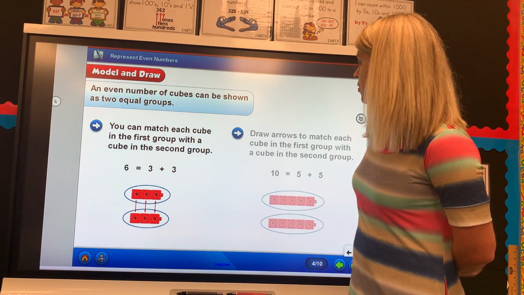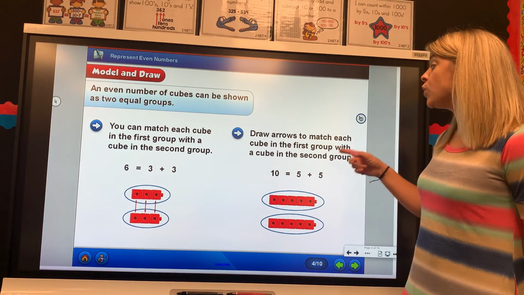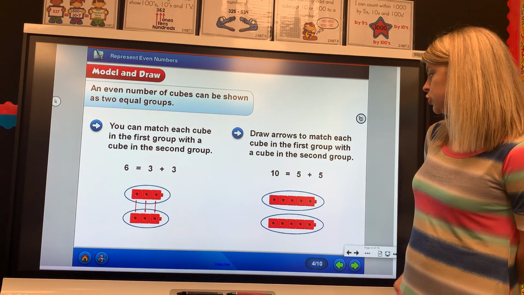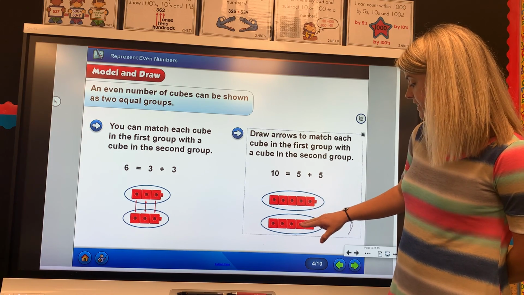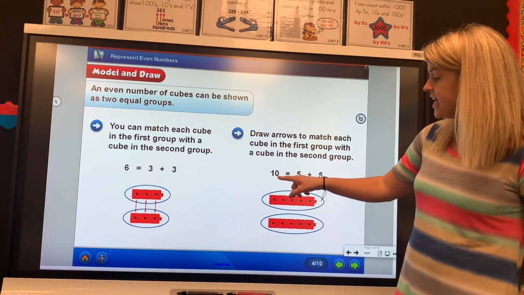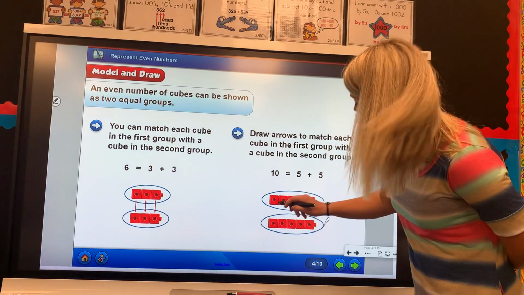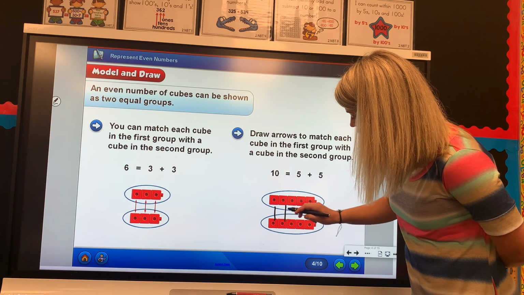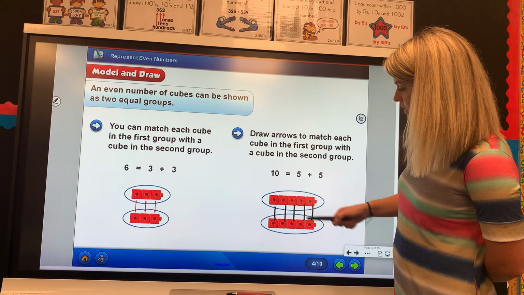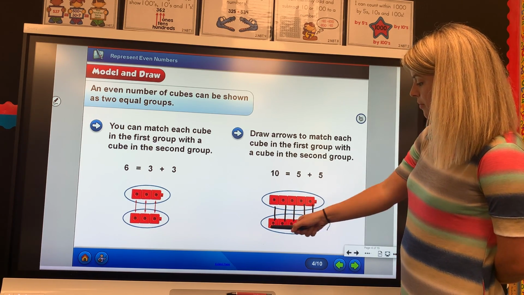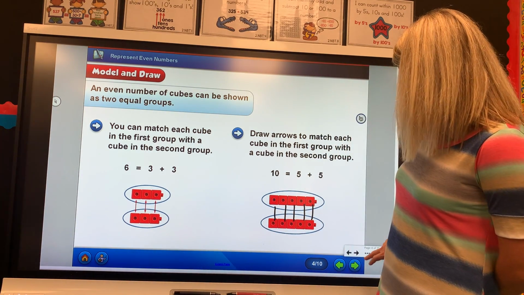Let's look at the second example, all right? You're going to look at this one. We want to draw arrows to match each cube in the first group with a cube in the second group. So I know that I have 1, 2, 3, 4, 5, 6, 7, 8, 9, 10 cubes, and I want to know how many are in each group. So 1, 2, 3, 4, 5. So 10 total cubes is the same thing as 5 cubes plus 5 cubes. All right, let's look at another one.